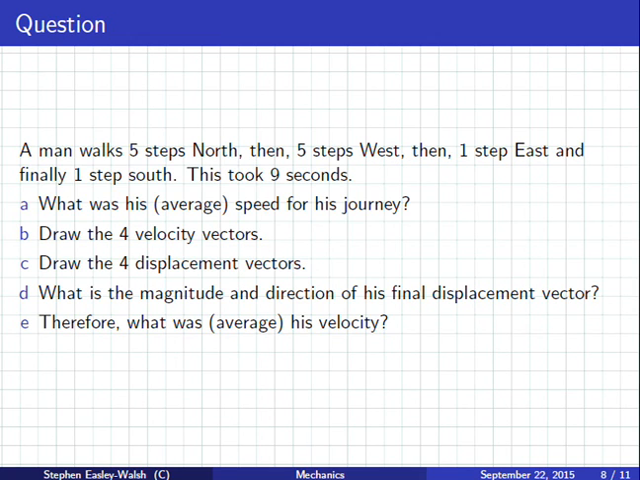If in the question they said draw the displacement vector, then we only have to draw the last one. If they said it in the singular, draw the displacement vector, you would draw the last one. But because here it's plural, the displacement vectors, I want to see his movement. So the S is important. And also, because I said 4 as well.